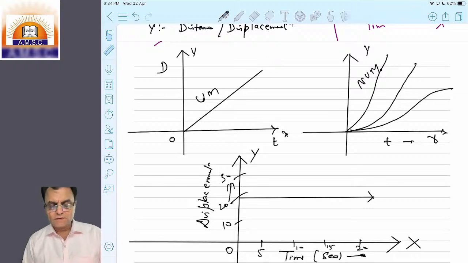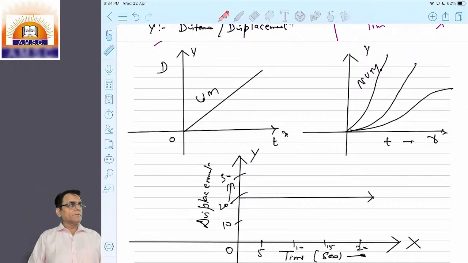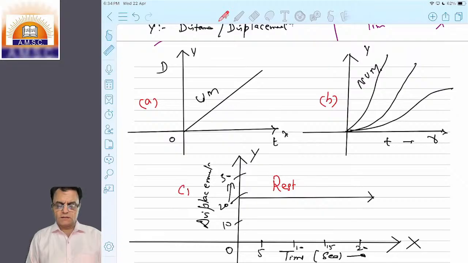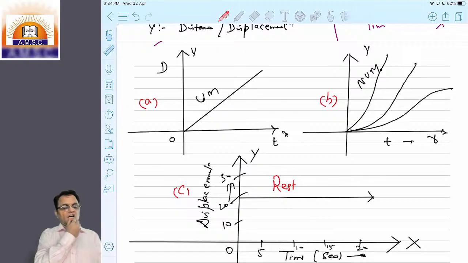It is at rest. So whensoever you see a line in the distance-time graph parallel to the x-axis, then in that case, it always represents the rest position. So third graph ये create करो. This is the first one. This is the second one. This is the third one. Create it. चले आगे.